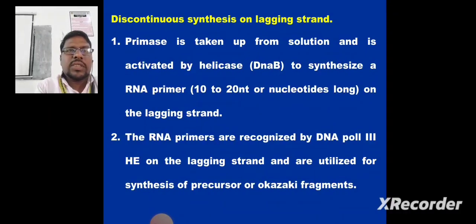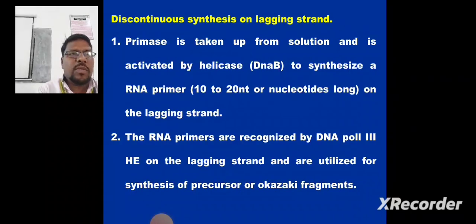Starting with the lagging strand, the discontinuous synthesis of the lagging strand. The primase, which is taken up from the solution, is activated by the helicase B to synthesize the RNA primer on the lagging strand. The RNA primer is recognized by the DNA polymerase III holoenzyme on the lagging strand and utilized for the synthesis of precursor or Okazaki fragments.